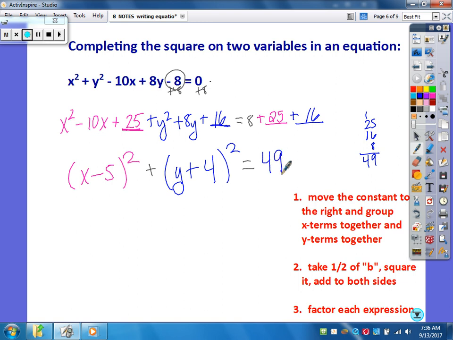Alright, so if I need to identify then the center and the radius, it's really easy. The center, again, remember we take the opposite, so positive 5, negative 4. Remember, this number is r squared, so r squared is 49. Take the square root, so the radius is 7. Alright, so this is our standard form.